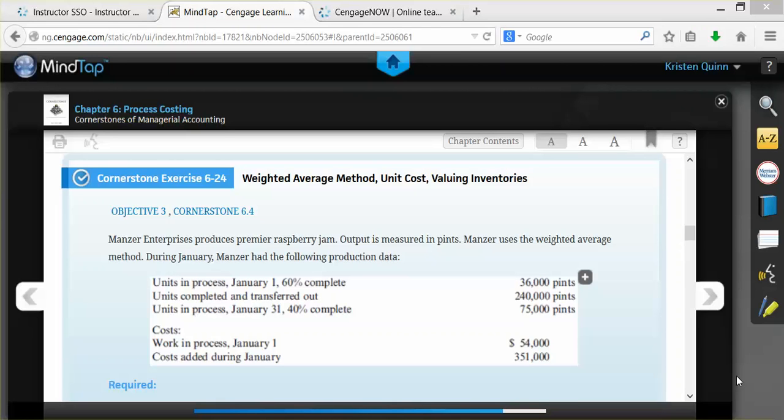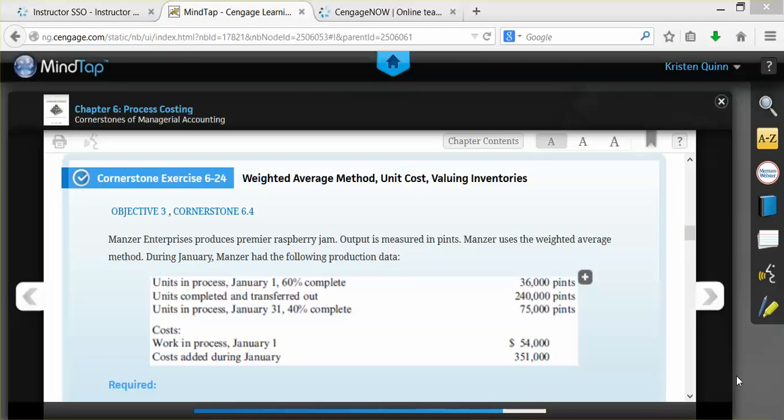In the example, it tells us that our company produces raspberry jam, and they tell us that our output is measured in pints. They tell us that the company uses the weighted average method, and that during January they had the following data. Units in process at the start of January that were already 60% complete were 36,000 pints. Units that were both completed and transferred out were 240,000 pints, and units that were still in process at the end of January were 75,000 pints, and they were 40% complete.